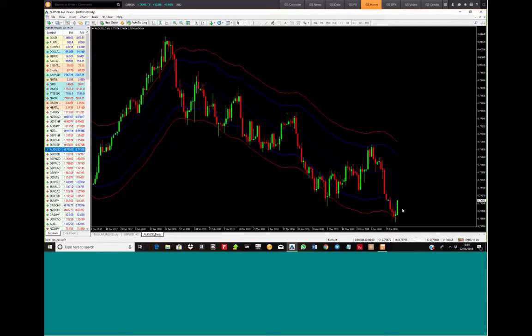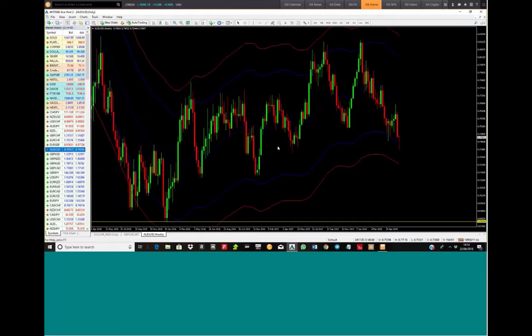And at the moment, we're seeing a nice reversal. If you go over to the weekly chart, got a nice strong rejection candle forming on the weekly too. So I'm staying long the Australian dollar for now.